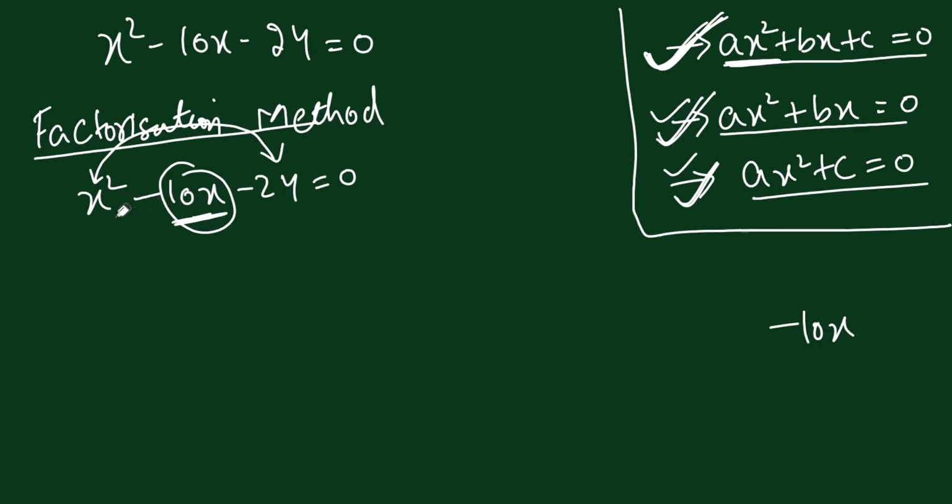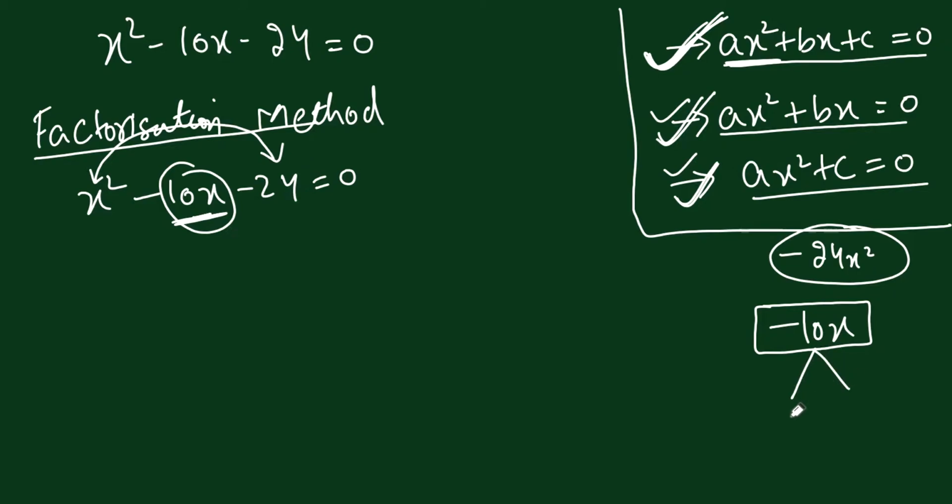You need to multiply the first and third terms, the a term and the c term. 1x square into minus 24 is minus 24x square. So these two values are important for us. We have to split the middle term, and the middle term is minus 10x. So we need to write two numbers such that their addition, or their subtraction, should be minus 10. As I told you in the previous video, those two numbers can be 20 and 10 also. If you subtract, you can get 10.